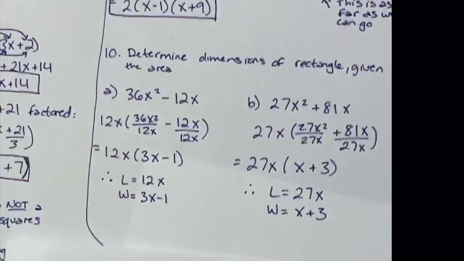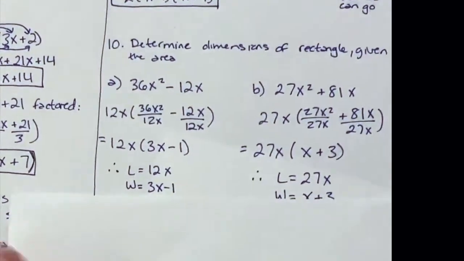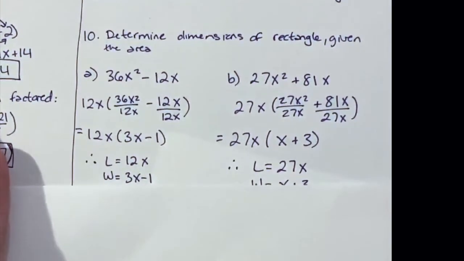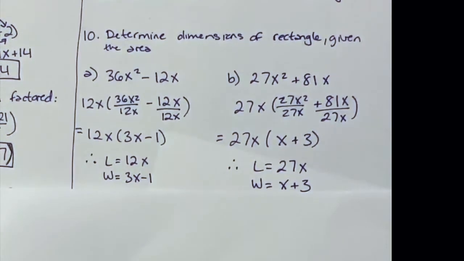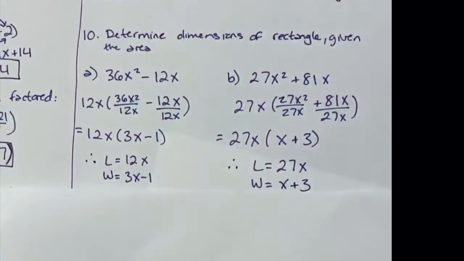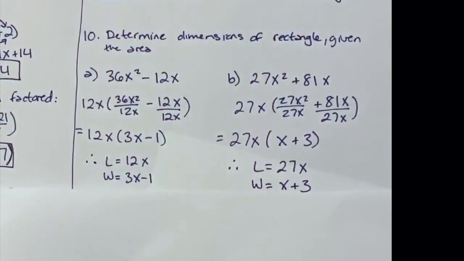Number 10. So number 10, determine the dimensions of a rectangle given the area. So this again is just like question 6, right? They've given us the area. We have to figure out what the dimensions were.